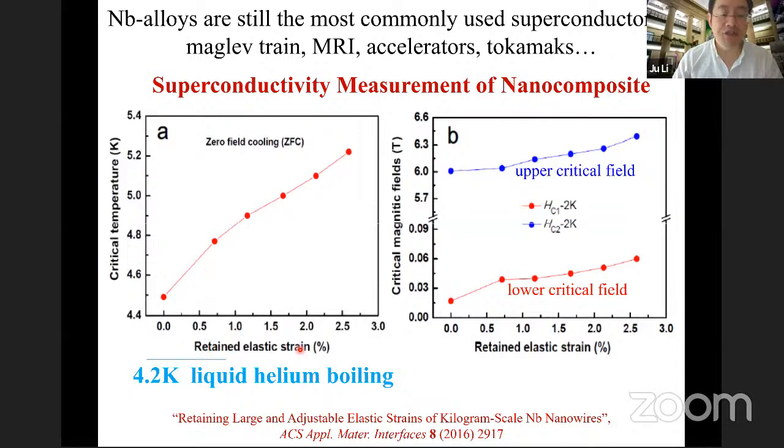And also by elastic strain, one can change the upper critical field and lower critical field. So these are the highest magnetic field at which the flux lines penetrate into the material. So this is also an important figure of merit for these superconductors. So this therefore shows that you can indeed engineer kilogram scale materials with strain engineering.